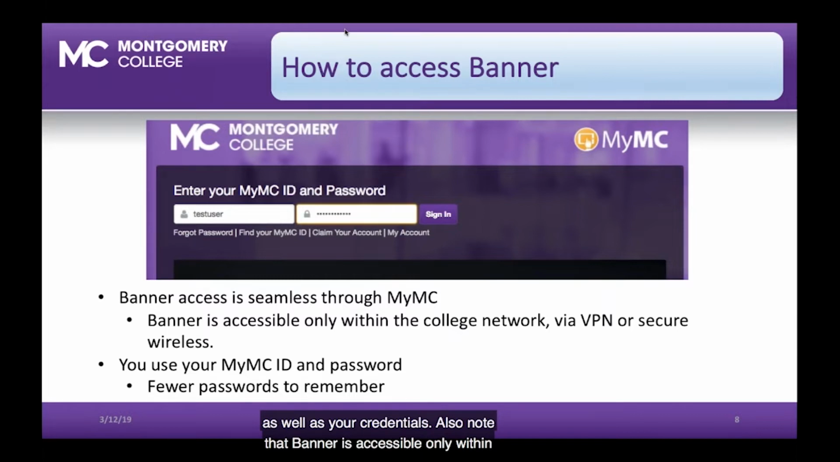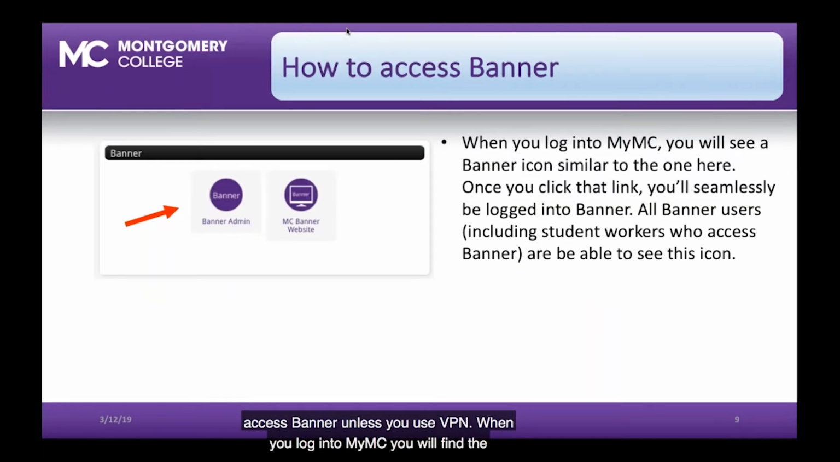Also note that Banner is accessible only within the college network or via VPN or secure wireless within the college campuses and buildings. So if you are working from home, for example, you will not be able to access Banner unless you use VPN. When you log into MyMC, you will find the icon to use to access Banner. All users who have access to Banner, regardless if they're employees, faculty, or student workers, will have access to this icon.